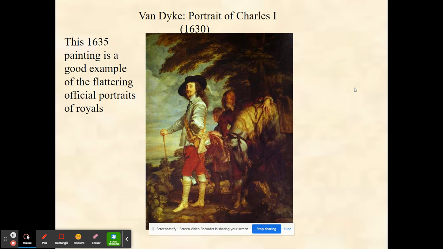Van Dyck is a portrait painter. Again, this feeds into those absolute monarchs. Charles I will later be beheaded, but he sees himself as an absolute monarch, and before the English Civil War, he had absolute power. And Van Dyck's paintings create this grandeur of the absolute monarchs, that's what this is.